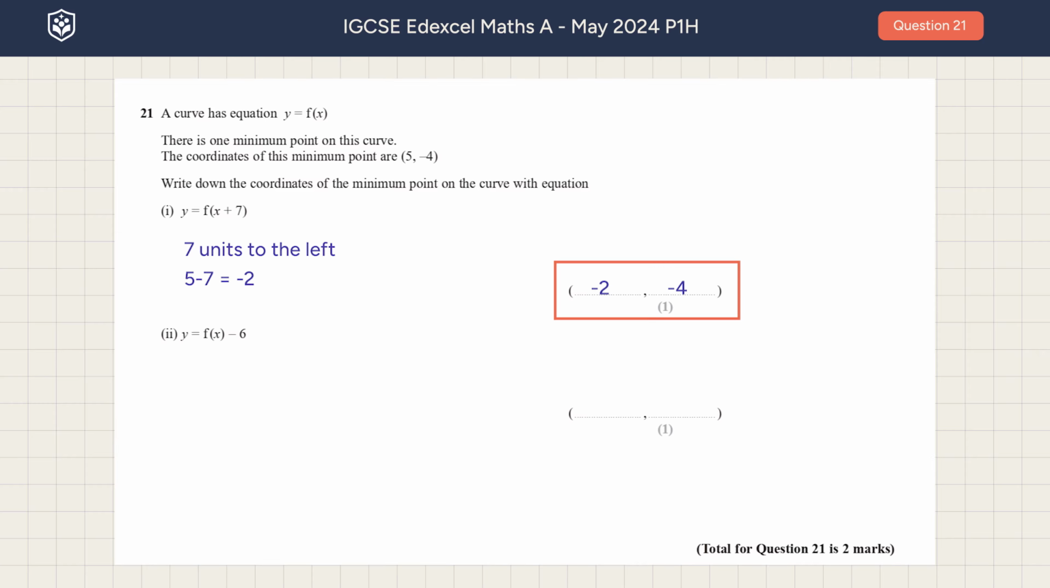When a value is added outside of the brackets, we move it vertically. In this case of -6, the curve will move 6 units down. That means we do -4 minus 6, which is -10. So we can write the y-coordinate of -10 while the x-coordinate stays the same.